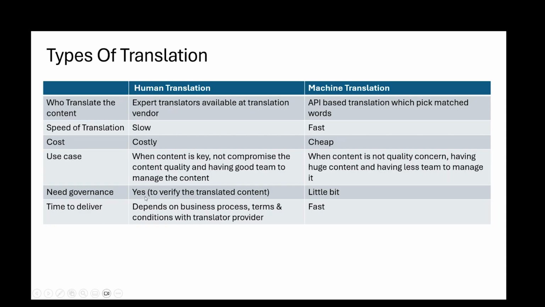Needed governance is one of the key points. If you have a very small team, go with machine translation. Otherwise, human translation is good for you. Time to deliver: if you are approaching the market in a very fast way, then machine translation is good, and you can manage a very big website which has lots of content and lots of different languages. In that case, machine translation is always suggestible. However, human translation will be more costly and time consuming for you in order to deliver to the market.